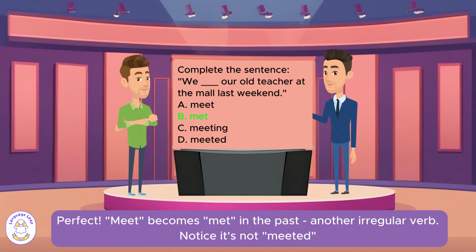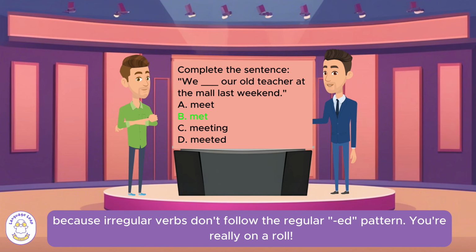Perfect. Meet becomes met in the past, another irregular verb. Notice it's not meted because irregular verbs don't follow the regular ed pattern. You're really on a roll.